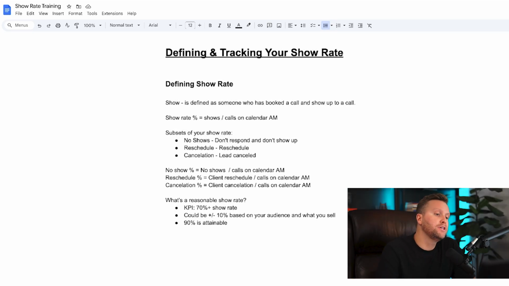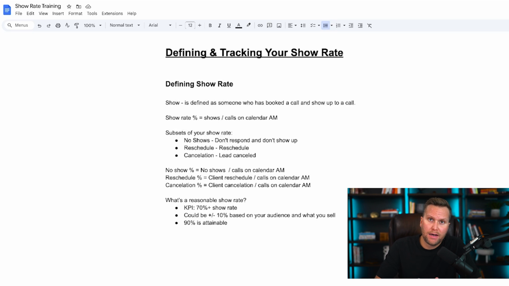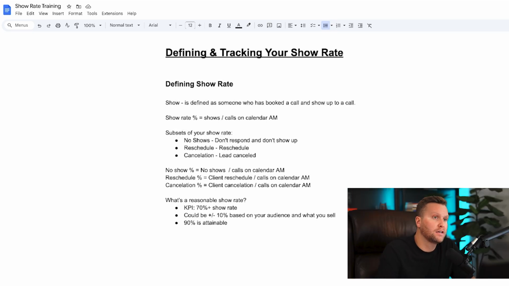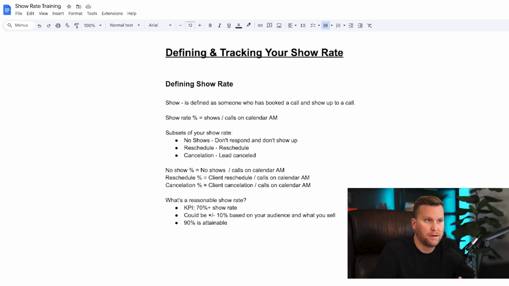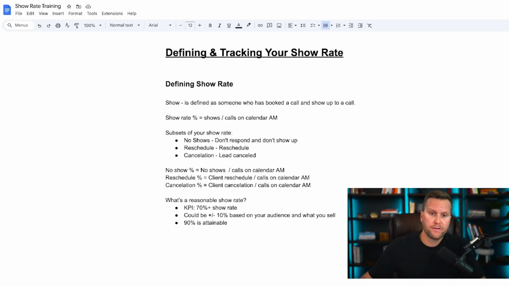Now, what is a reasonable show rate? Our KPI is anywhere north of 70%. That can be higher, it can be lower, anywhere between 10% plus or minus, depending on your audience and what you sell in your offer. If you're in B2B, if you're in B2C, are you new to the market? Is this a market that is highly commoditized? Those are all things that can affect your show rate. Now, I will say, if you go through the three phases that we're going to go through later on in the training, 90% is attainable, but it does take work to get there. Now, that's how you define your show rate.